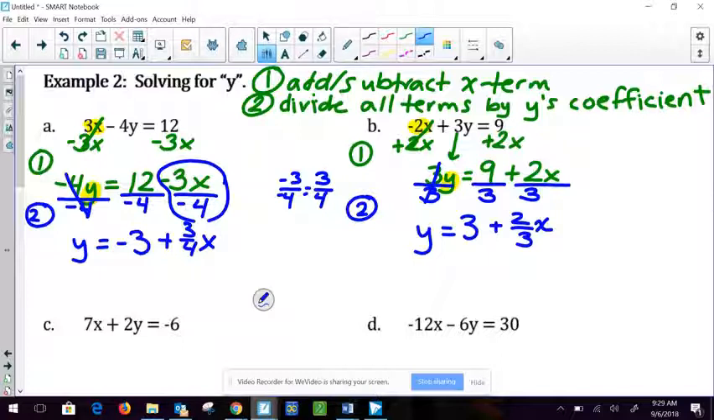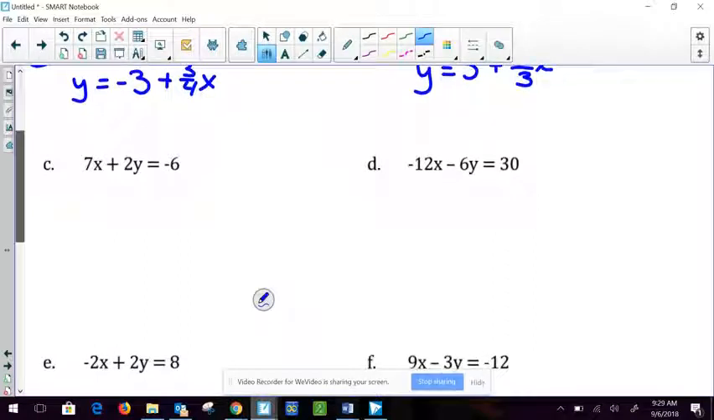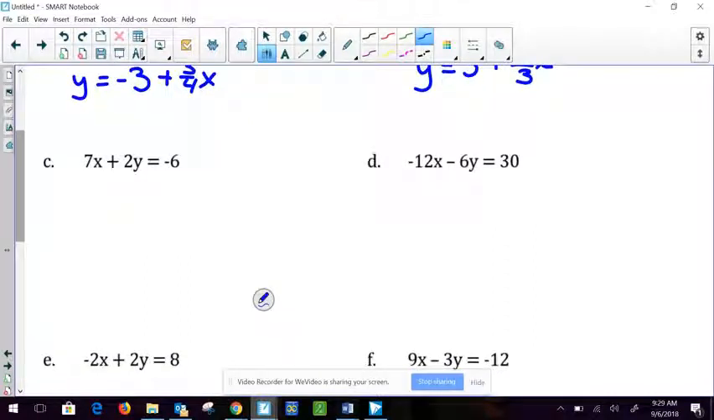Let's go ahead and try one more together. Looking at letter C. Again, I need to move my entire x term to the other side. So if we look only at that x term, my 7x is positive. So how do I move a positive 7x to the other side? You guys are on fire right now. We are going to minus 7x to both sides.